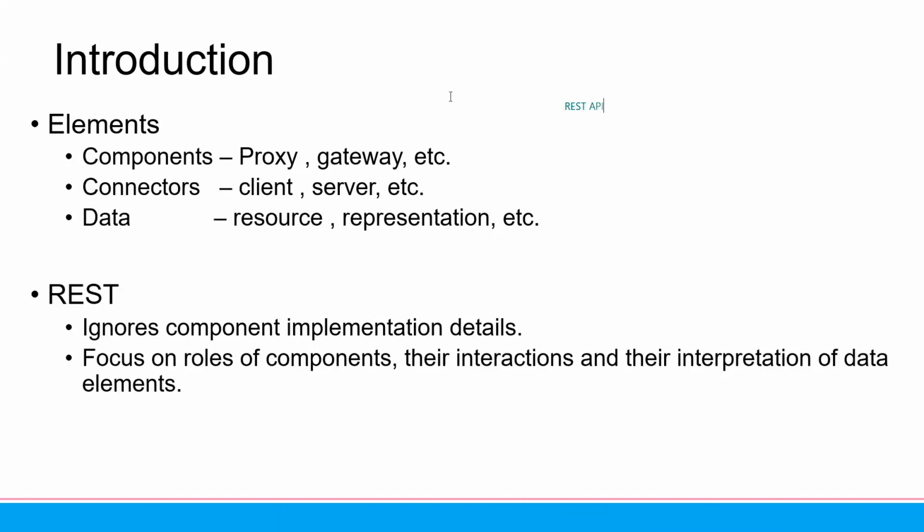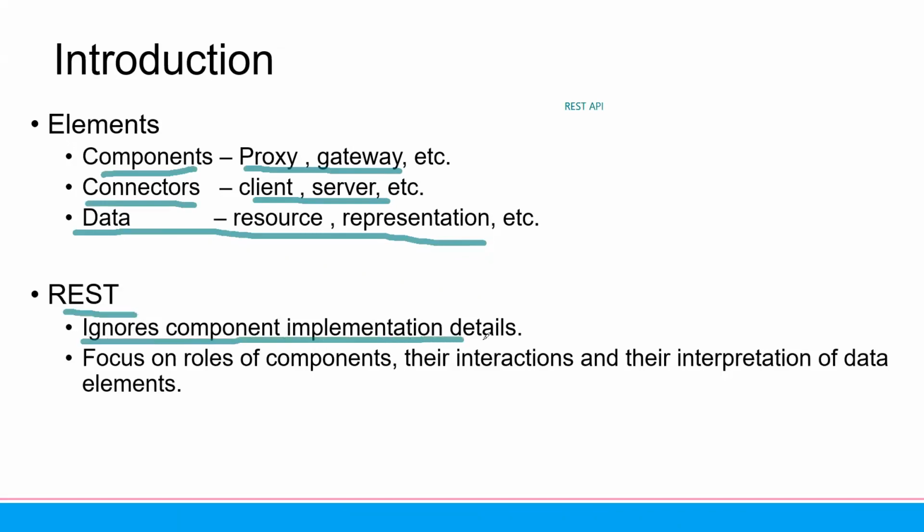So the elements that you need to know for this kind of REST API are proxy, gateway, some connectors between client and server, and some kind of data. This is about the resource and representation. If you are using the REST, the representational state transfer, it ignores the component implementation detail.